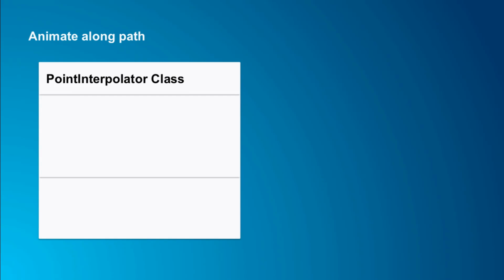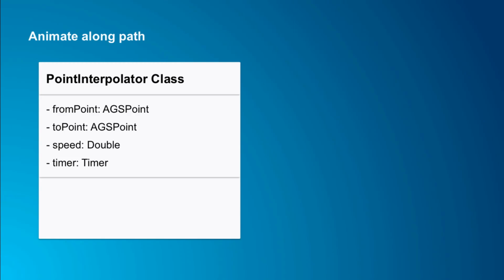So I've written this class called the PointInterpolator class, which helps me do that. If you look at the class diagram, I have attributes from point and to point, which are the starting point and the destination point. Then I specify the speed with which I want to animate. Then I'm keeping a timer in this class. The timer is the vital part of this class. It's generating new frames with the duration I specify. As you know, the standard frame rate for an animation is 60 frames per second. So to simulate that, I'm using an interval of 1/60th of a second for this timer.